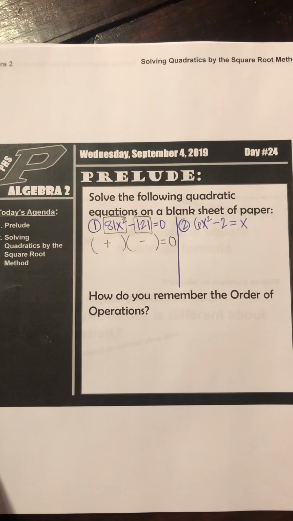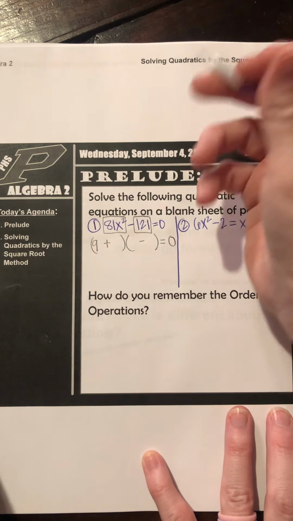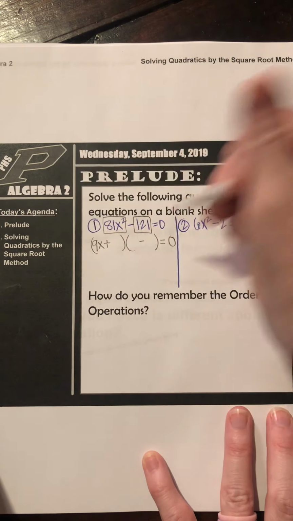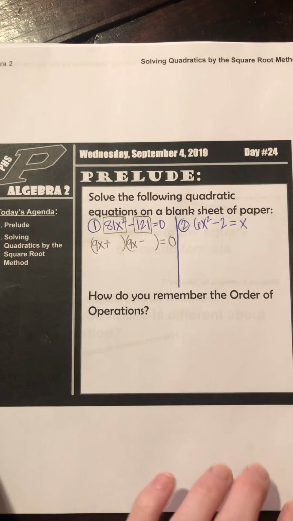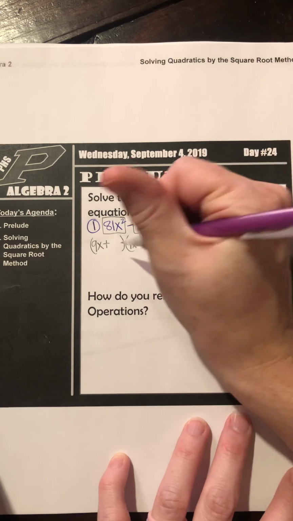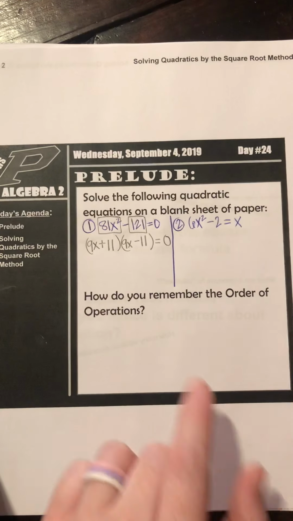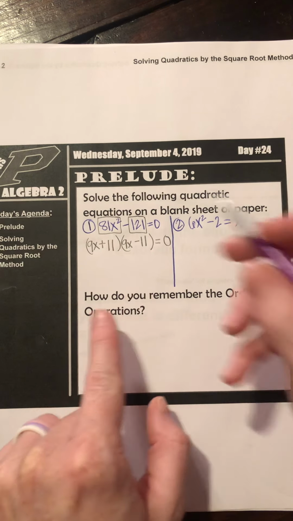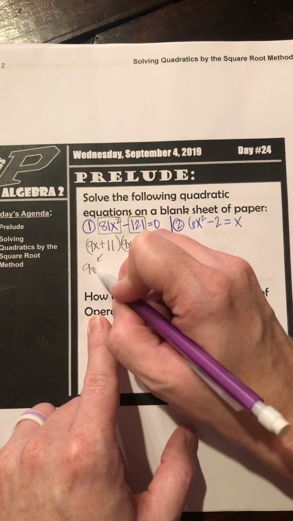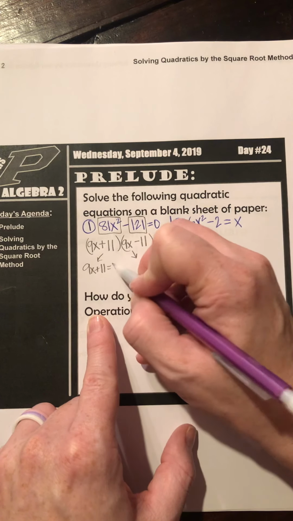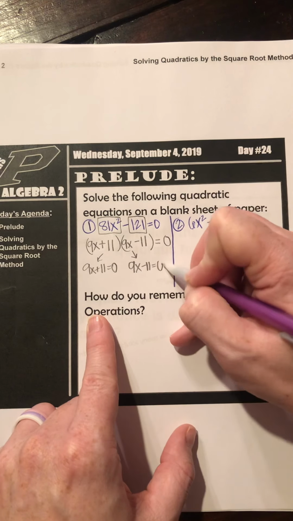What is the square root of 81x squared? Square root of 81 is 9, and the square root of x squared is x. So I'm going to have a 9x in the front position for both of these. And then the square root of 121 is 11. Now, I've got it factored, but notice it's set equal to 0. So this is the part where I take what I've got and I break each piece apart. I've got 9x plus 11 equals 0, and 9x minus 11 equals 0.